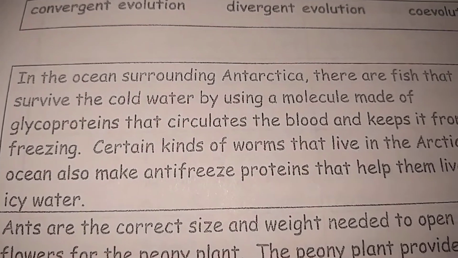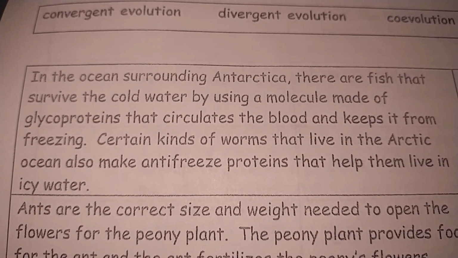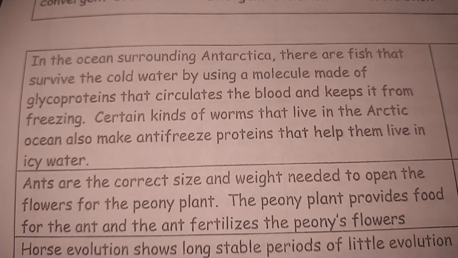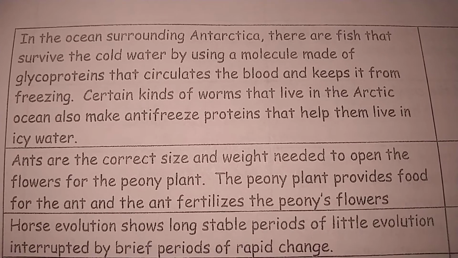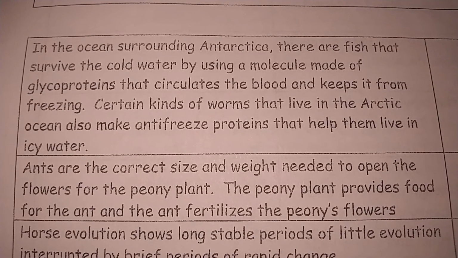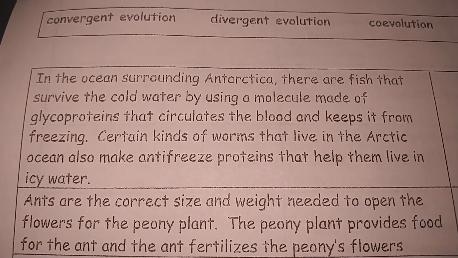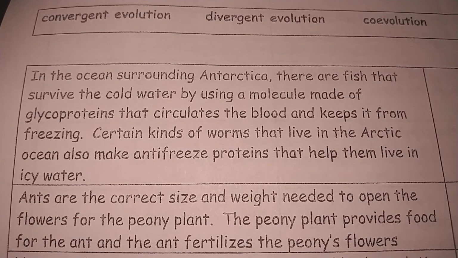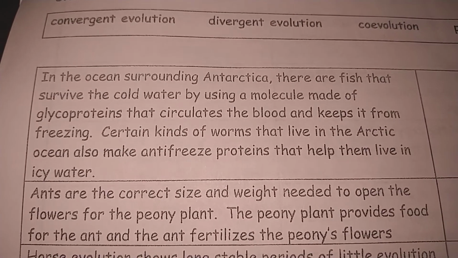Okay. So in the ocean surrounding Antarctica, there are fish that survive cold water by using molecules made of glycoproteins that circulate in the blood to keep it from freezing. It's kind of like natural antifreeze. Certain kinds of worms that live in the Arctic Ocean also make antifreeze proteins that help them live in icy waters. Okay, so we have fish and we have worms.